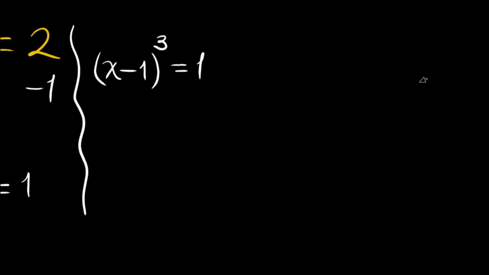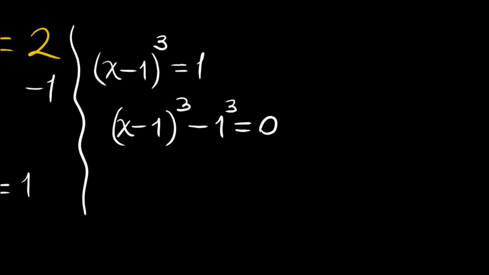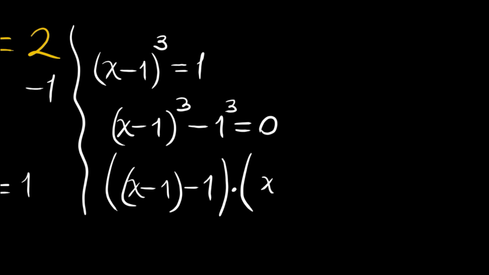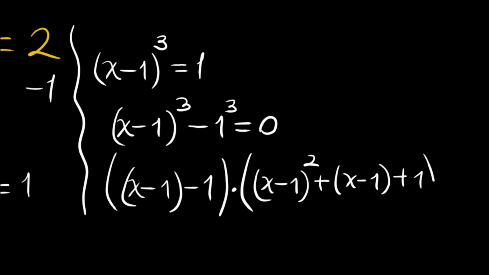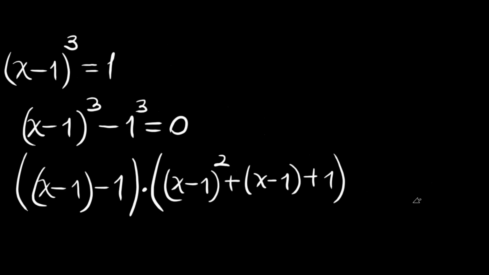Now to factorize our expression, we will write this as x minus 1 all cubed minus 1 is equal to 0. And since 1 is also 1 cubed, we will use the difference of two cubes. We have x minus 1 minus 1 times, we will write x minus 1 squared plus x minus 1 times 1 and plus 1 squared. This will become 0.